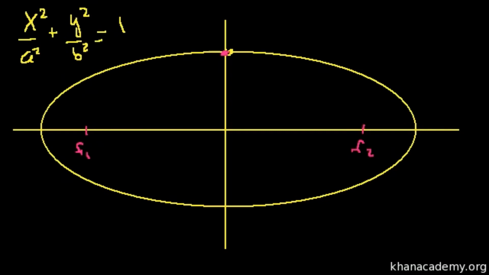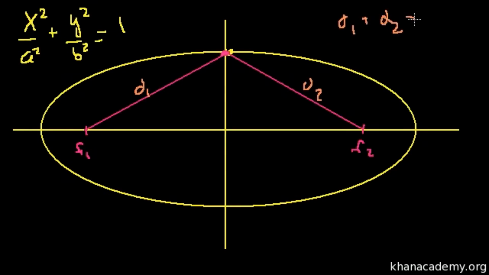So we figured out that if you take this distance right here and add it to this distance right here, it'll be equal to 2a. Right? So if we call this d1 and this d2, we know that d1 plus d2 is equal to 2a.